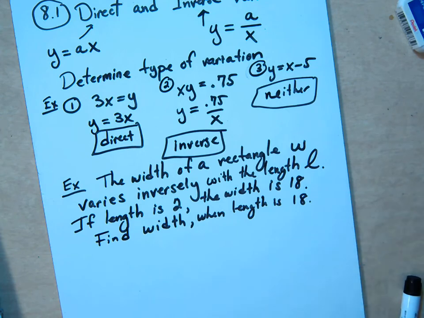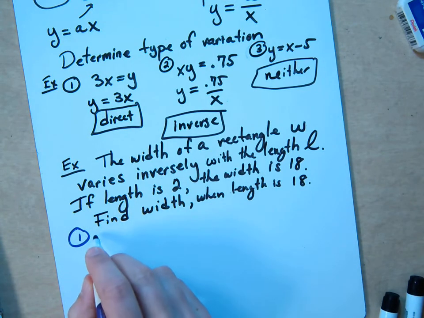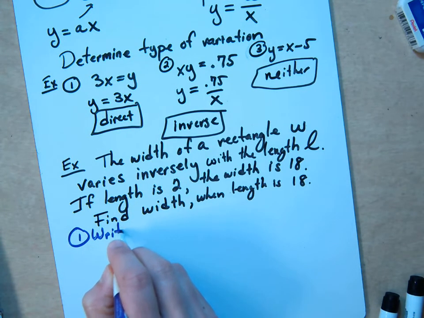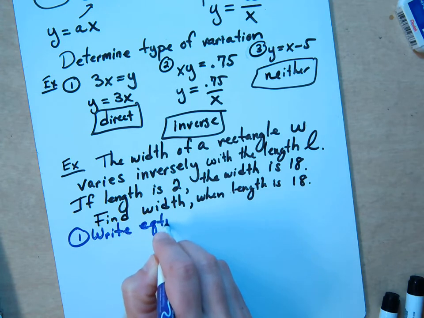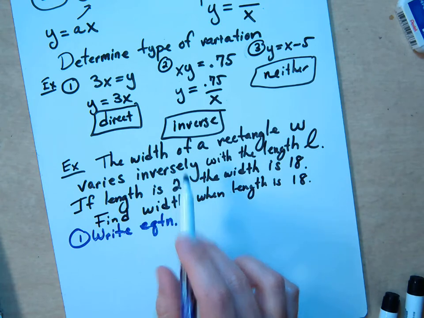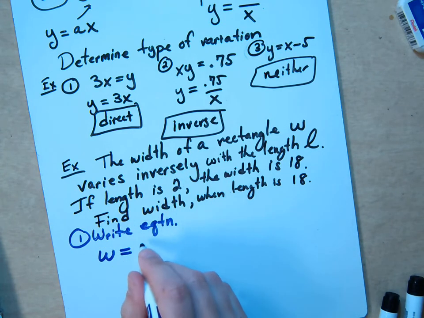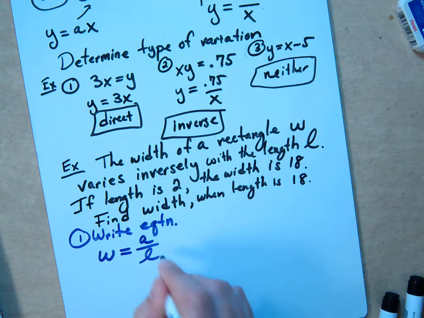Okay, so there's 3 parts to doing all of these problems. And the first part is to write the equation. Given the relationship, write your equation. So it says that it varies inversely. So the width varies inversely. You know it's W equals a constant over L. That's the first step, to show that you know it's an inverse relationship.